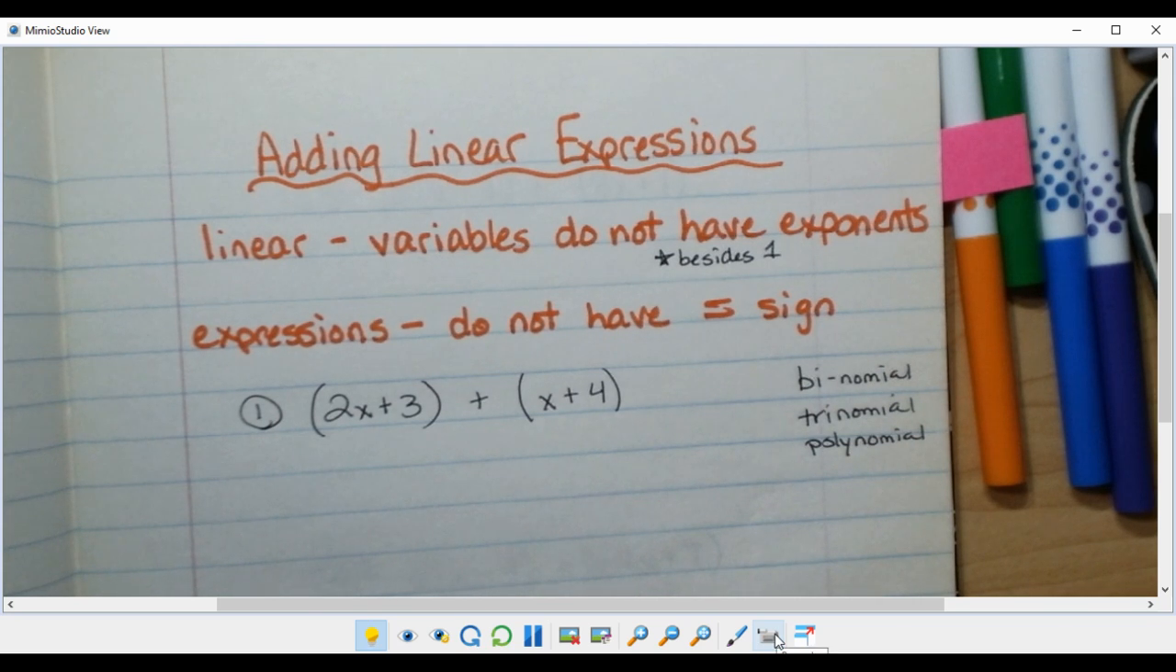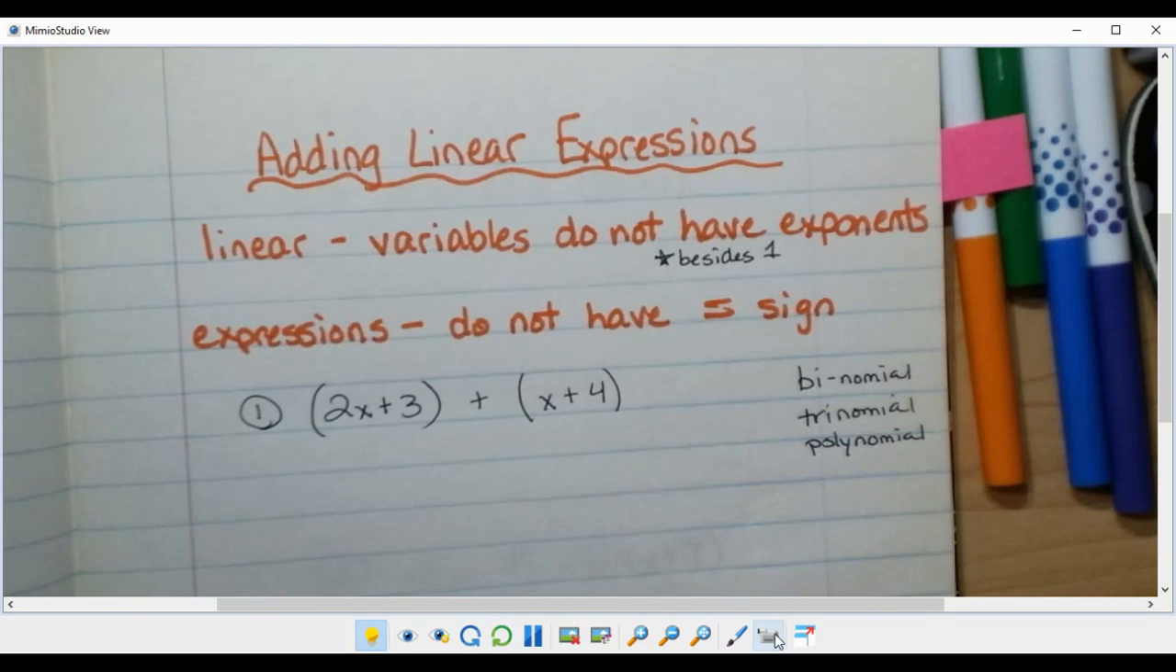So today we are going to learn how to add linear expressions. And if you feel me getting a little excited, this stuff to me is like geekishly cool. I just totally love this stuff. It's the basics of algebra, and I just get all kinds of excited about it.